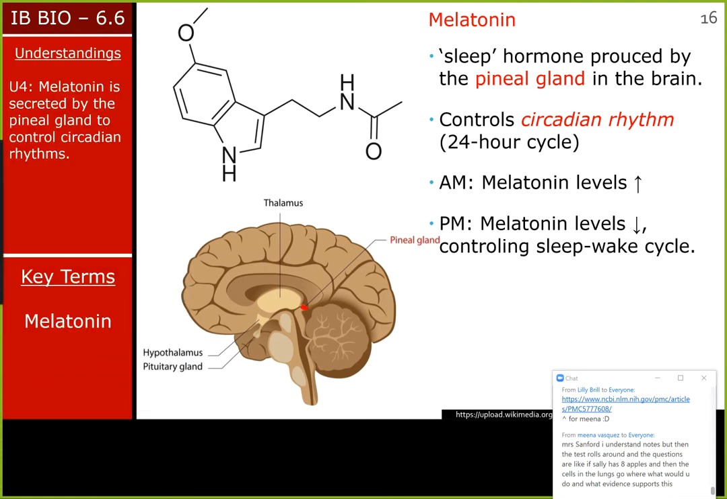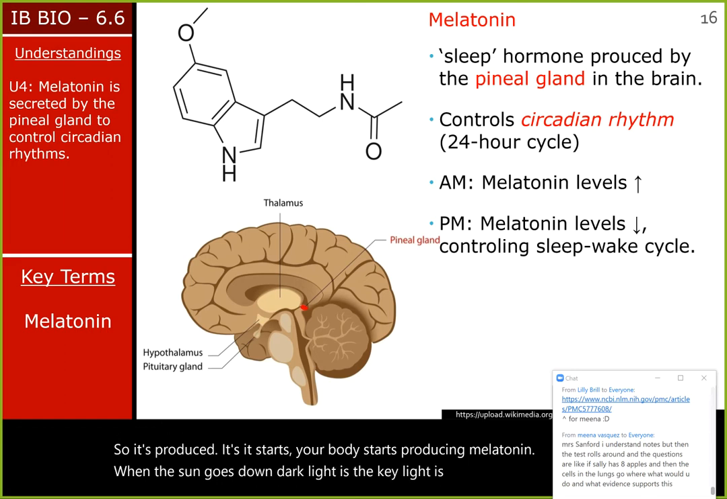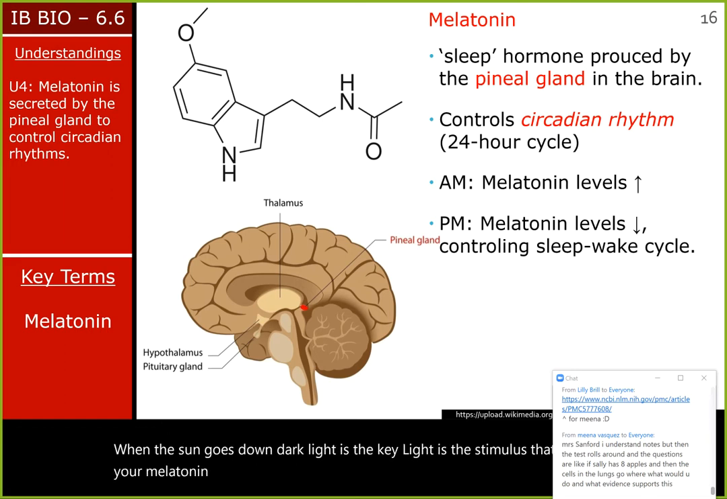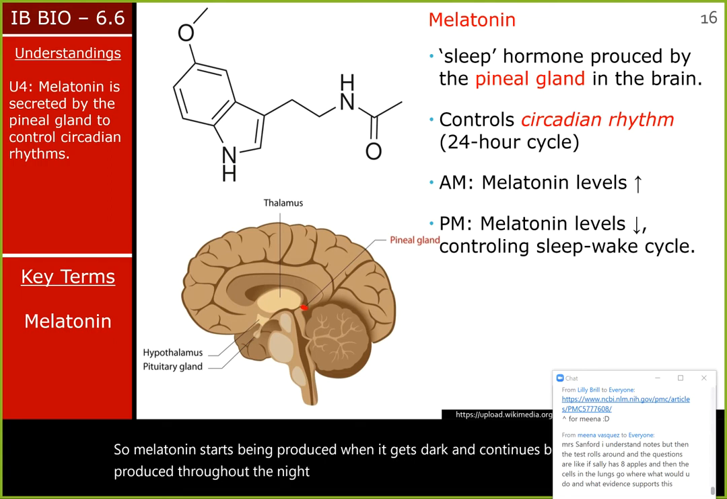Okay. So I think I knew where I was going with that. Your body starts producing melatonin when the sun goes down. Light is the stimulus that controls your melatonin production. So melatonin starts being produced when it gets dark and continues being produced throughout the night. Its peak production is between 2 and 4 a.m. and then it gradually falls off. So you produce it at night.